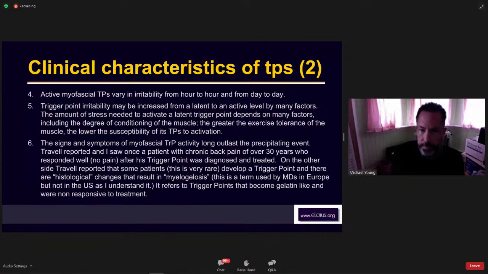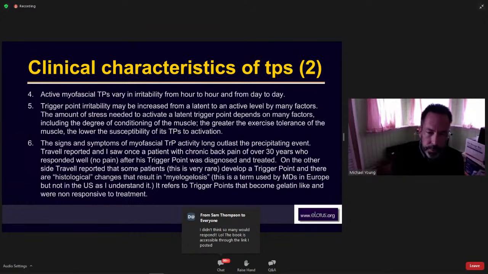It may be increased from latent to active by many factors. The amount of stress needed to activate a latent trigger point depends on many factors, including the degree of conditioning of the muscle. The greater the exercise tolerance of the muscle, the lower the susceptibility of its trigger points to activation. So sometimes acupuncturists butt heads with PTs, with patients hearing conflicting strategies.